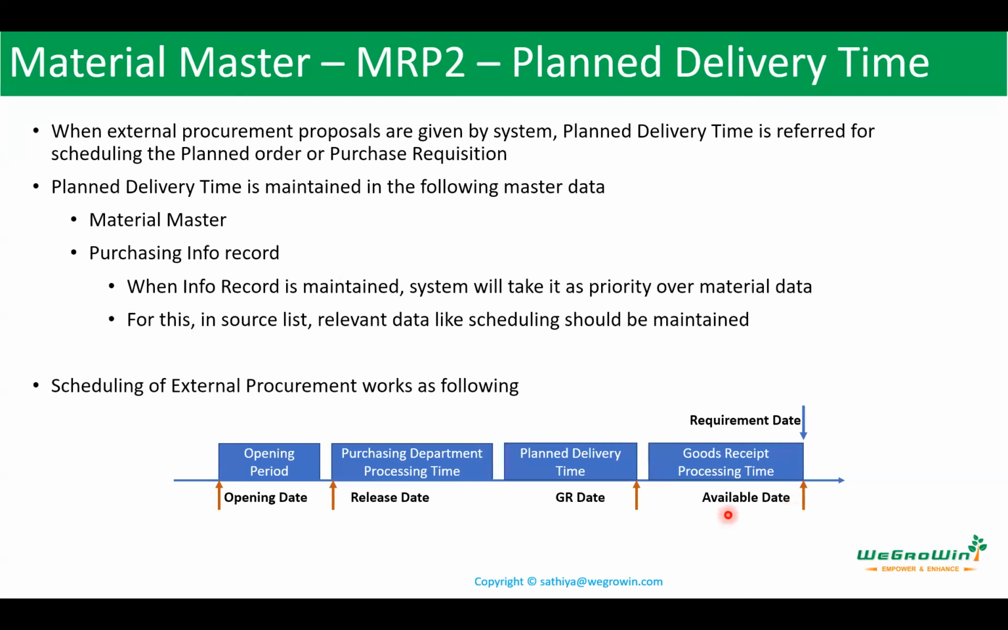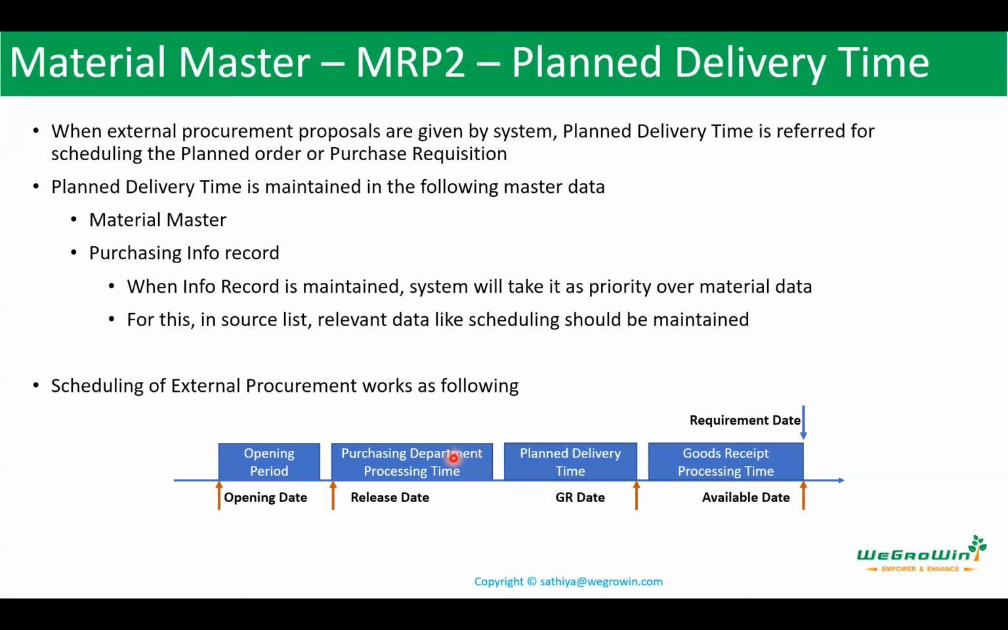What is the goods receipt date? What is the available date? The goods receipt date is the date on which it is received at my gate, or just received at my stores. But it is available for my usage only after executing goods receipt processing. Like I unloaded, kept it in stock, and completed my inspection, then only is it available. That is called the available date. That is my requirement date. Okay, this is the GR date.